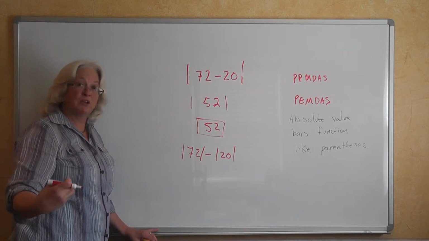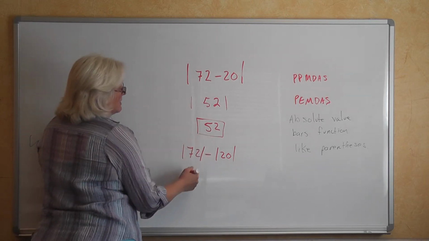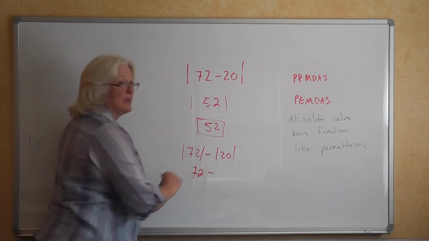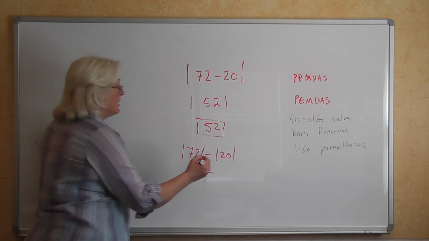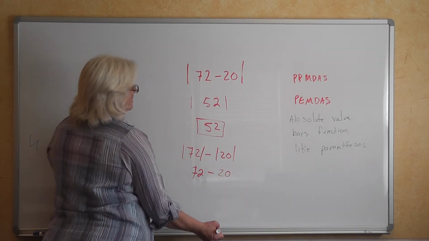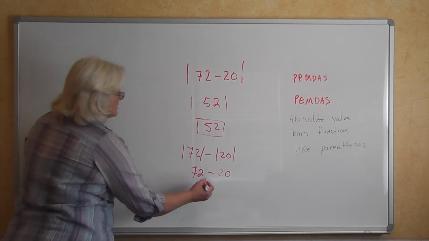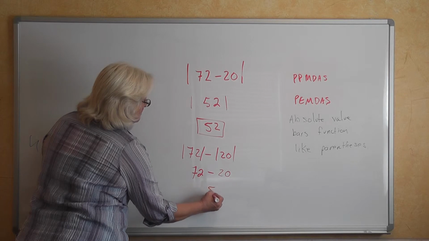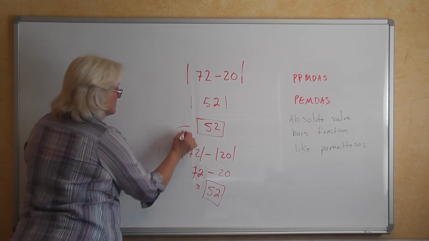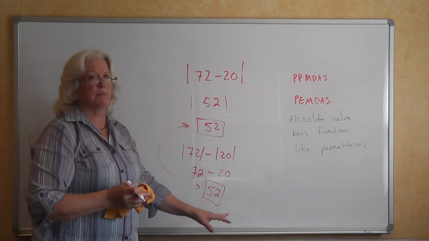Now with this particular example, we're going to get the same answer. Absolute value of 72 is 72. The absolute value of 20 is 20. 72 minus 20 is 52. We've got the same answer. And you can say, okay, Miss Betsy, it makes no difference. We got the same answer.